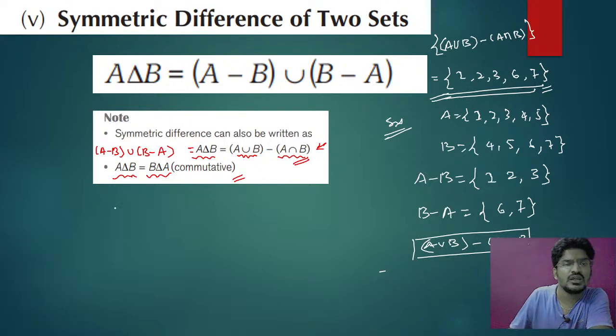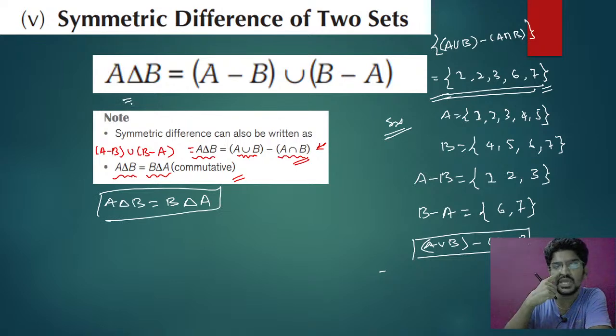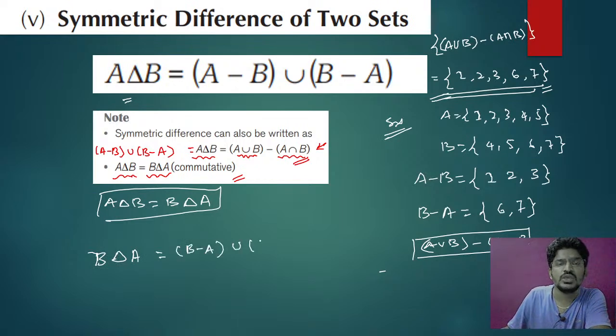You just see here, A symmetric with B is equal to B symmetric with A. Already you got A symmetric B. What is B symmetric A? Again the same thing. That is B minus A union A minus B. So again you are going to get the same result.